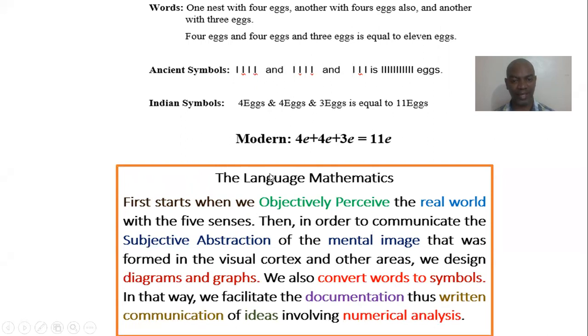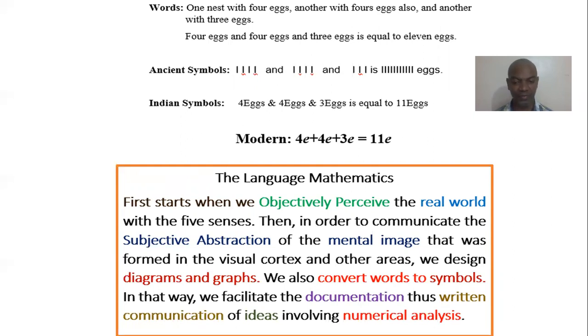So it is fair to say that the language of mathematics first starts when we objectively perceive the real world with the 5 senses, okay? Seeing is very predominant, but we can also hear and smell and taste and feel, okay? Then in order to communicate that subjective abstraction of the mental image that was formed in the visual cortex and other areas, we design diagrams and graphs. We also convert words to symbols. In that way, we facilitate the documentation, thus written communication of ideas involving numerical analysis, all right?